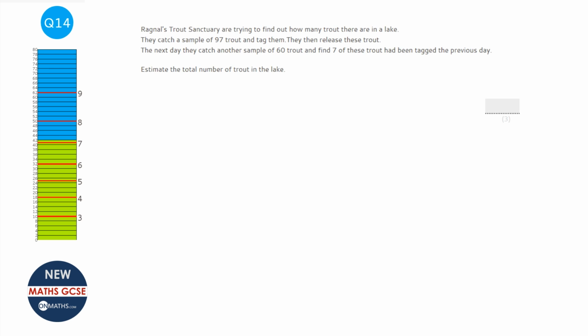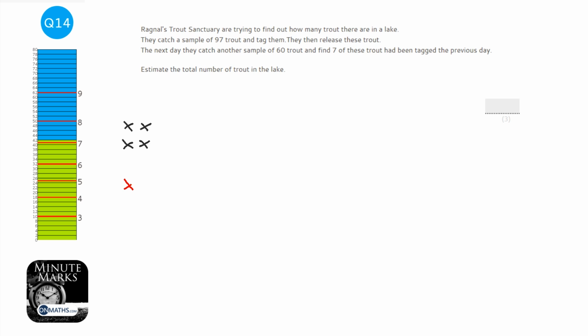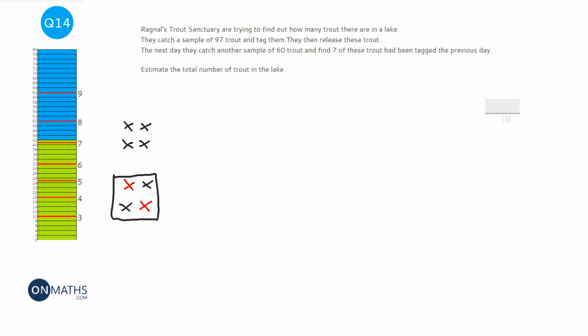Now, this topic is brand new to the GCSE. I don't think it's ever been on the GCSE before, so it could be that all the resources you're using are a bit rusty on it. The idea is that you capture some things and you mark them all, then you put them back into the population, and then you capture a few more again. And then from the amount that you get back that are marked, you can have a really great estimate of the total population size.